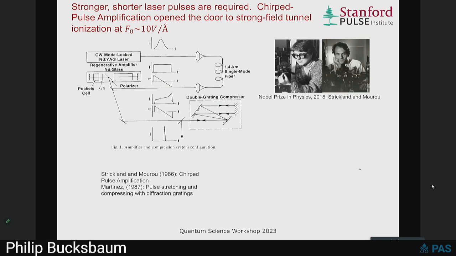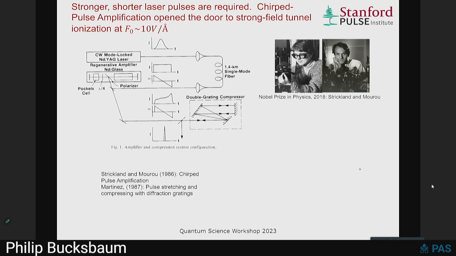This all started with the need for stronger, shorter, later laser pulses that were stronger than the laser could stand. That is, what happens when you try to amplify laser pulses? It starts destroying the laser medium. And to solve this problem, you need a number of tricks. One of them is very highly celebrated right now because it led to a Nobel Prize in 2018 for Donna Strickland and Gerard Mourou.